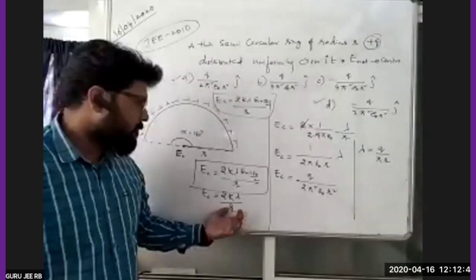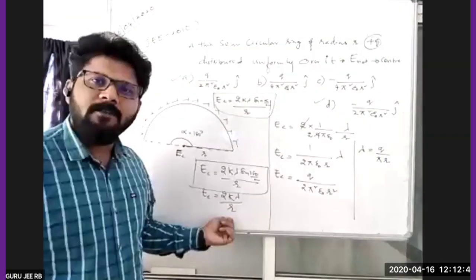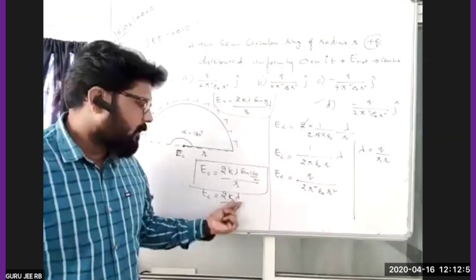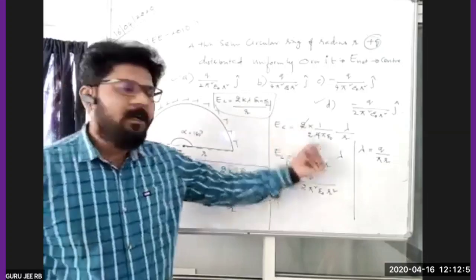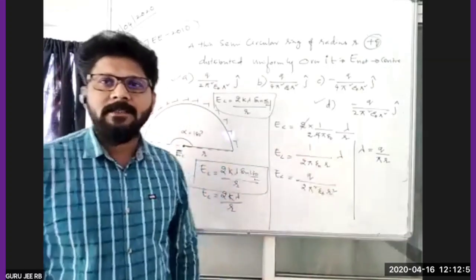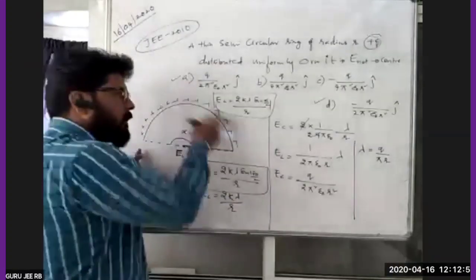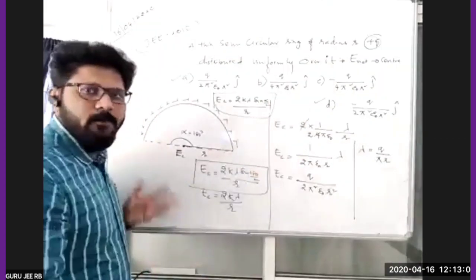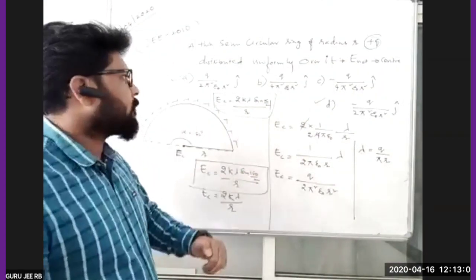उसके बाद में क्या करा मैं? So k को substitute करा 1 by 4 pi epsilon naught. उसके बाद में क्या करा मैं? Lambda को Q by L चाहिए. It is a linear charge density. L बोले तो क्या है? ये half of the circumference. उधर substitute कर दिया, खत्म हो गया. But the problem comes now.